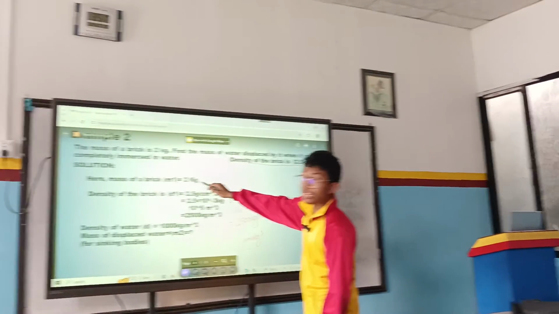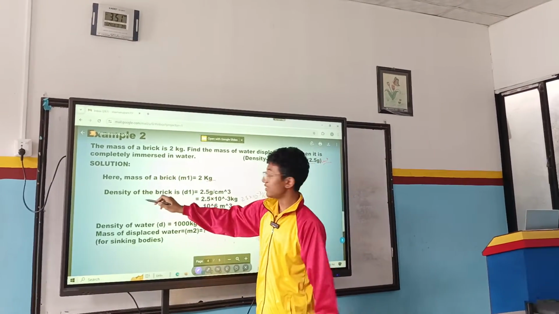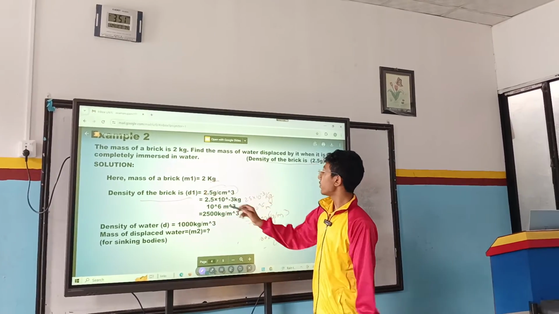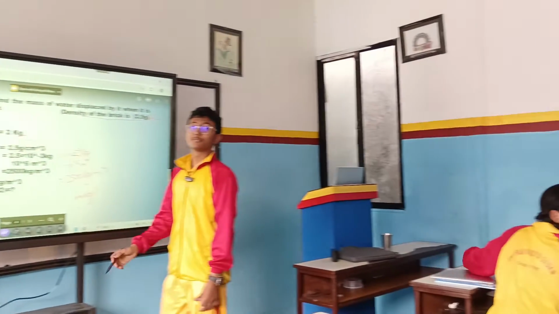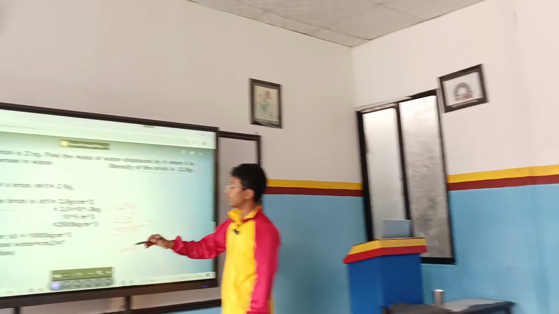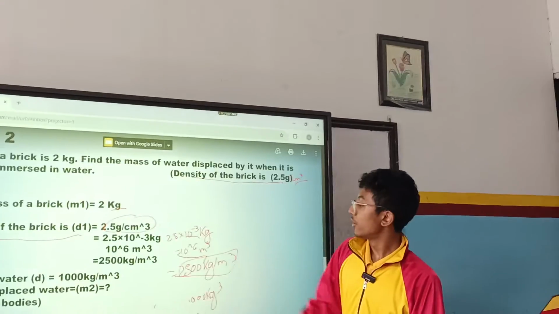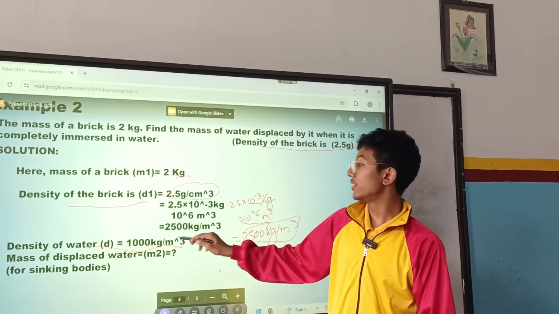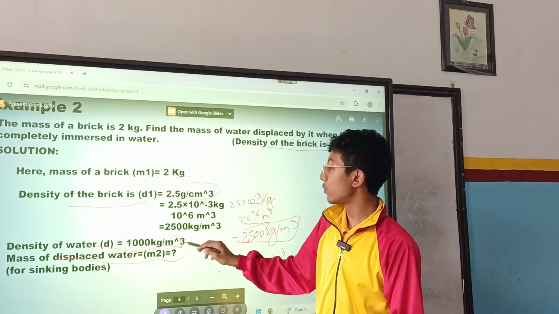Mass of the brick is 2 kg. Density of the brick is 2.5 g per cm cube, and 2.5 into 10 to the power 3 kg is 10 to the power 6 into meter cube. That is given as 2500 kg per meter cube. The density of the water is 1000 kg per meter cube, and the mass of the displaced water is what?